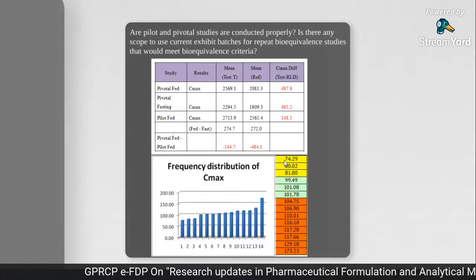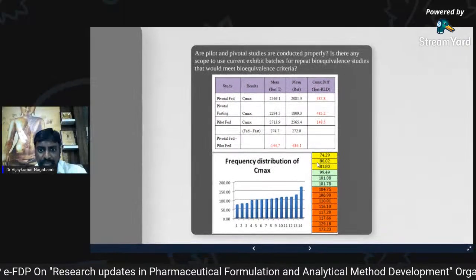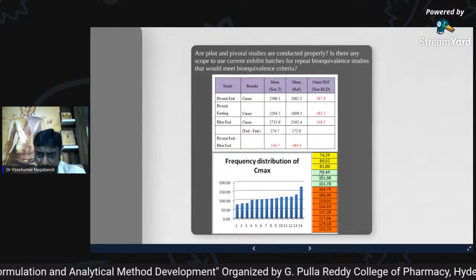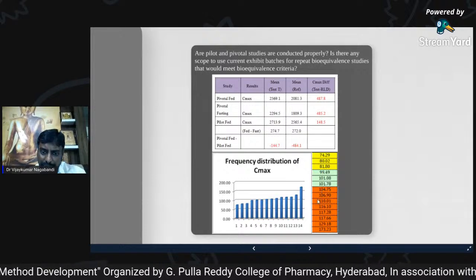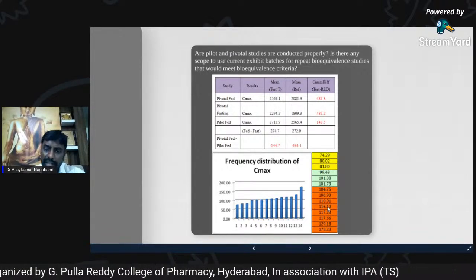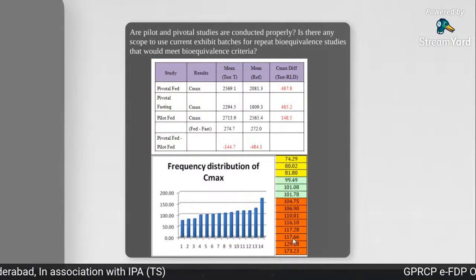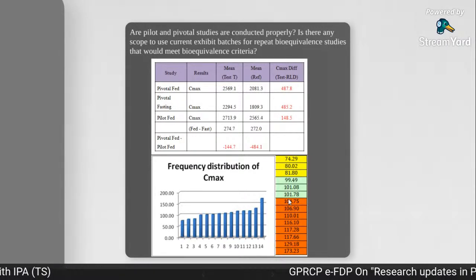One subject is 74, another is 80, another is 81, and three subjects are just around 100. Three subjects are 100, and the remaining 8 subjects are above 100, and at least a few subjects at 173, 129, 179 are also there. Now these are the results of 14 volunteers.